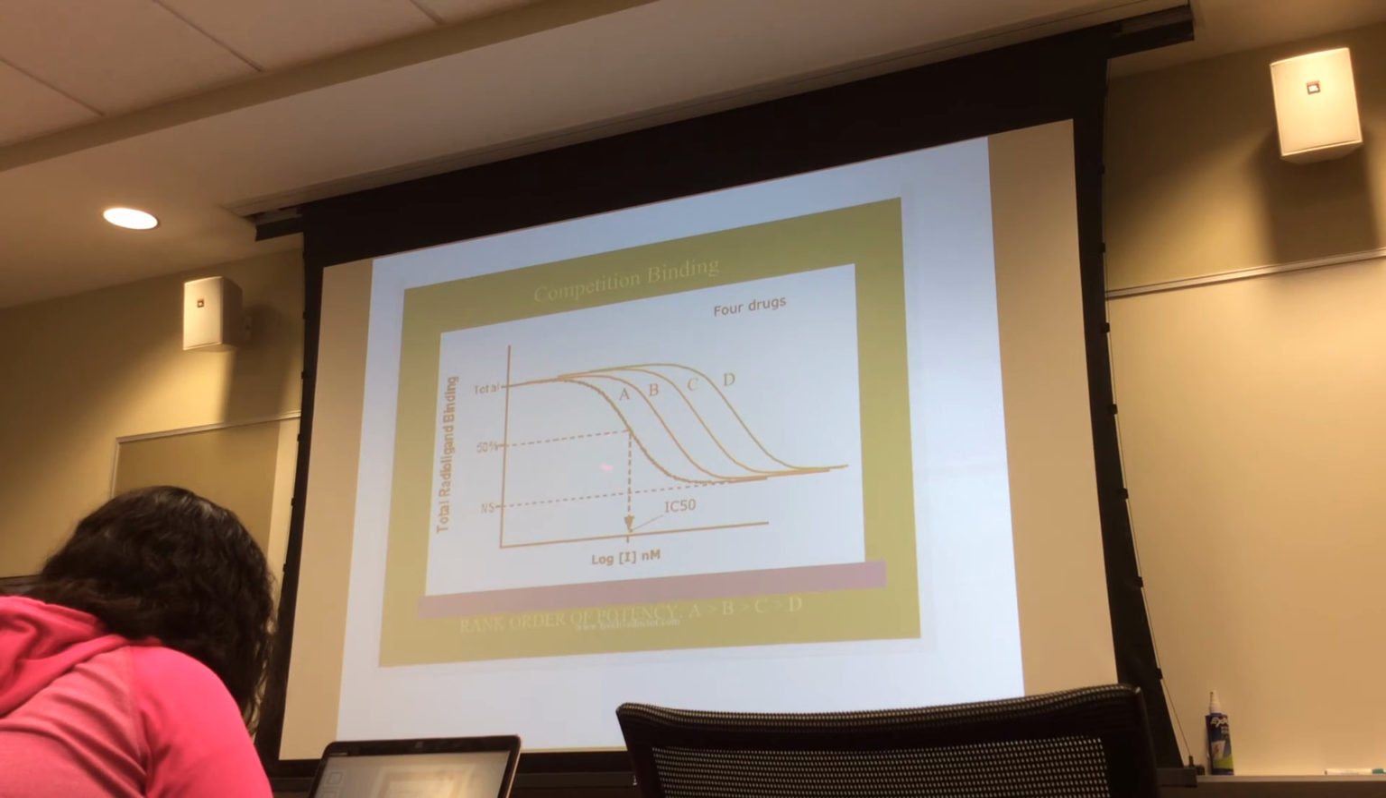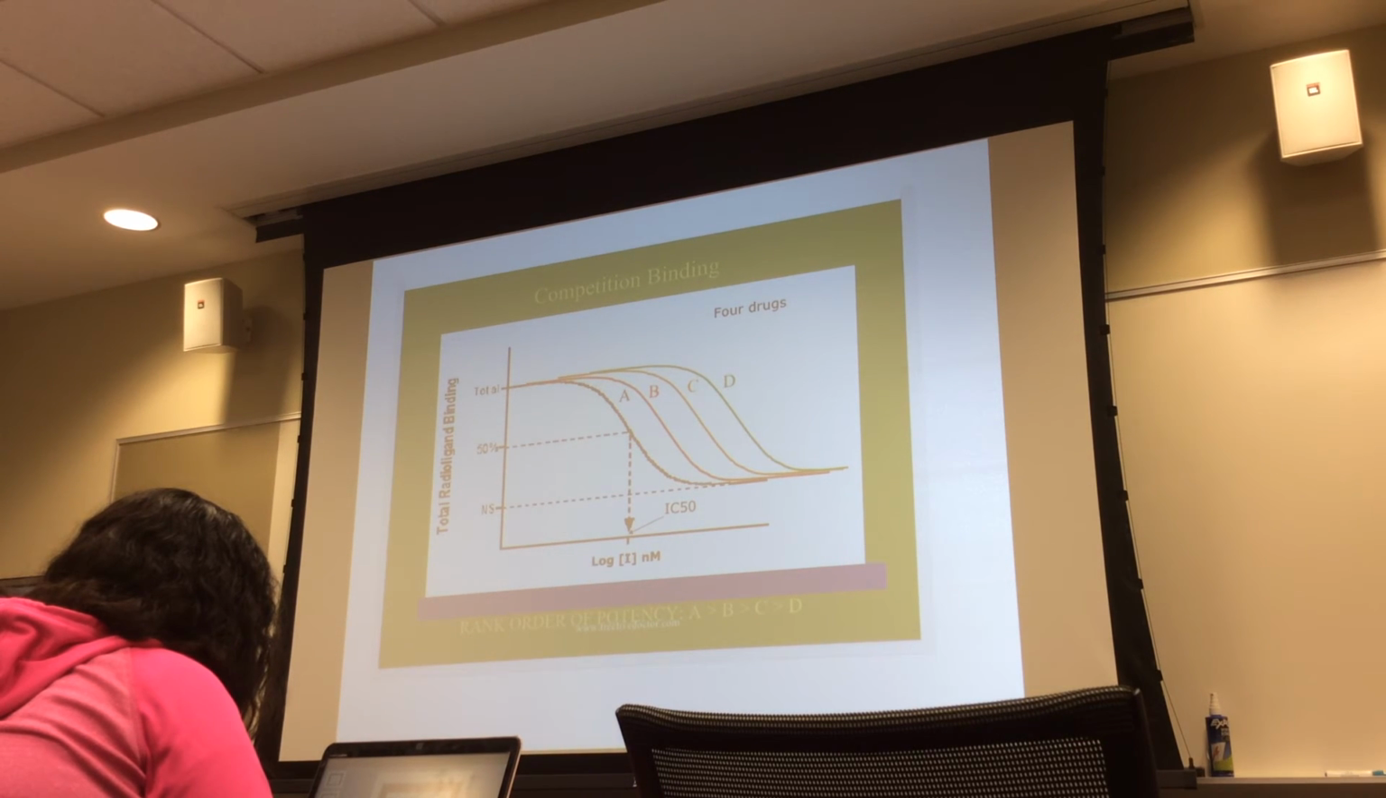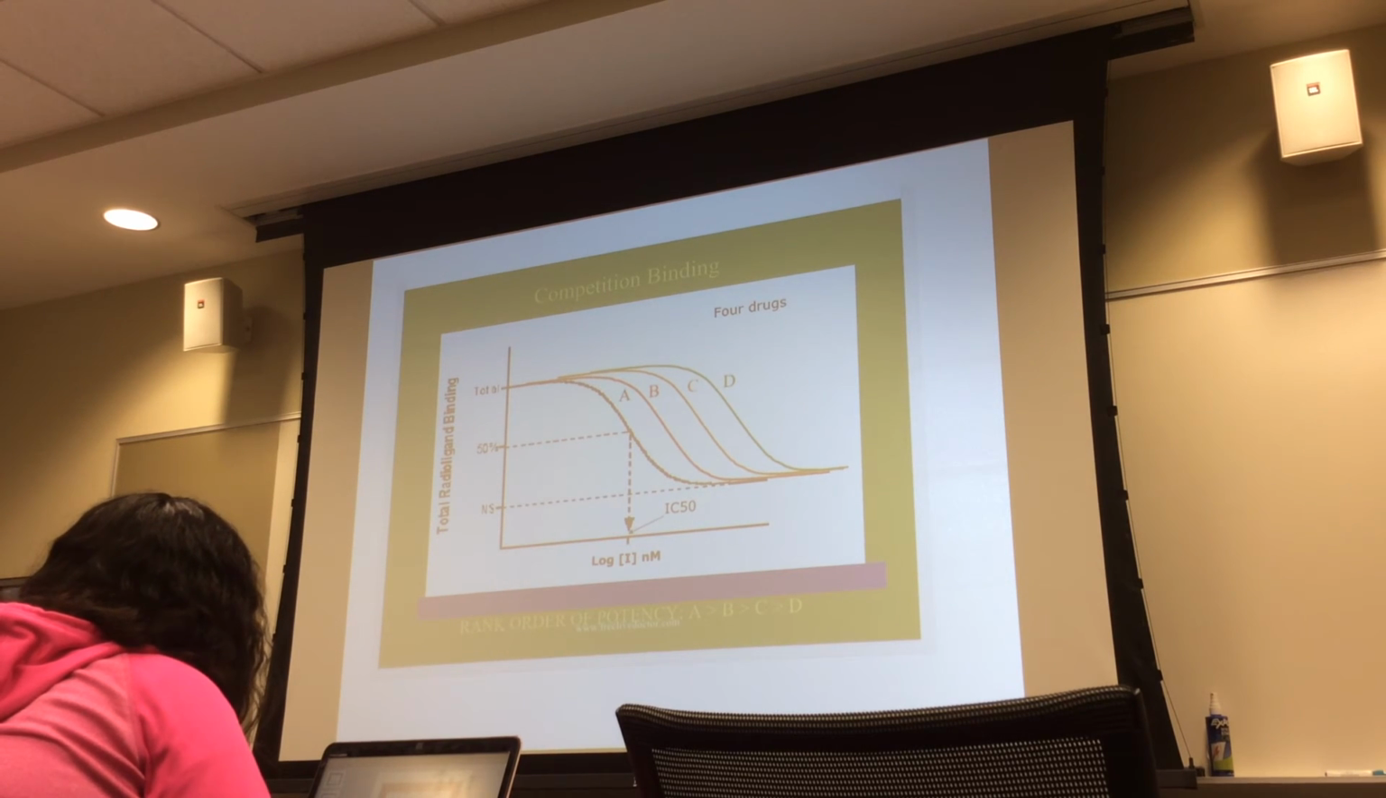This one requires the least to inhibit the binding by 50%, so it is more potent. B, C, and D will require a high concentration of the antagonist to inhibit the binding of the agonist to the receptor by 50%. So the further left you are, the more potent you are as an antagonist. It takes this much concentration to inhibit 50%, where this drug will take that much. Okay.